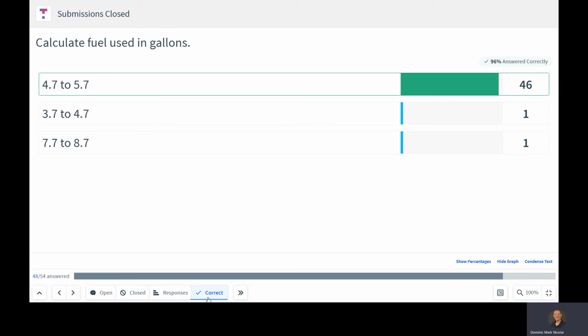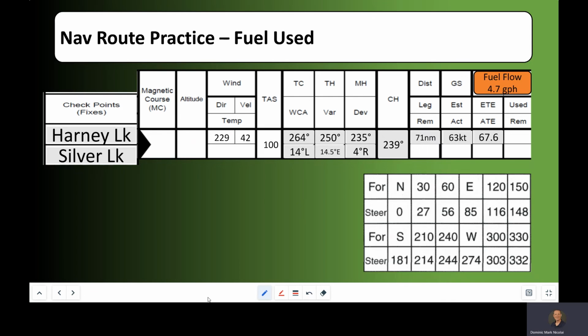Right, most of you did come up with the correct answer there. Should have come up with approximately 5.3. 5.3 gallons. Okay, we're going to finish this off with 2 more bits.